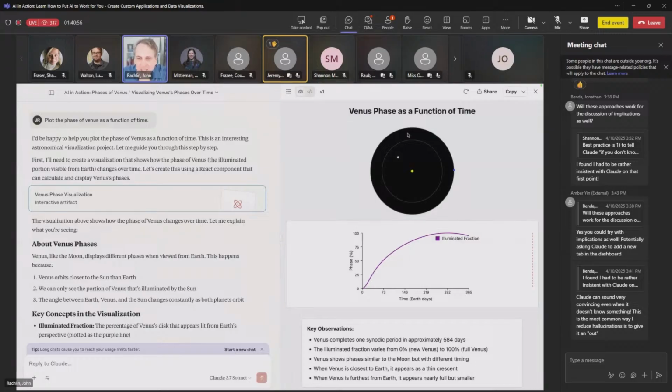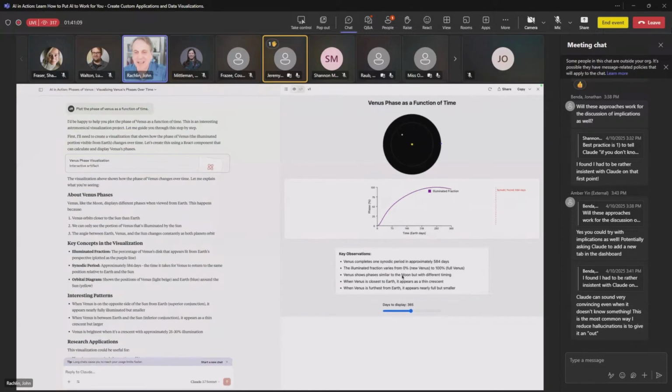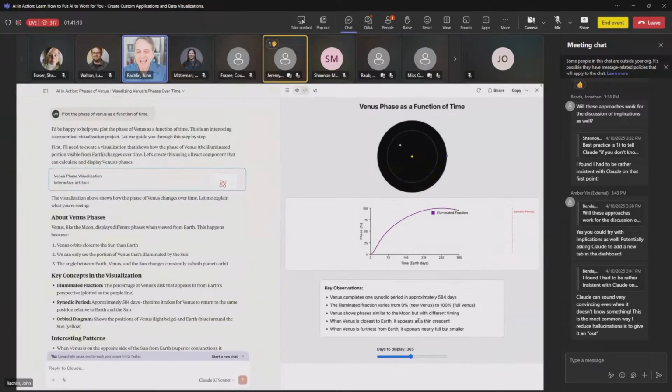So notice that it's creating a kind of model of the solar system. There's some aesthetic problems with this, and it may be hard to see the planets, but let me just minimize this a little bit. There we go. Make it a little bit bigger. Okay. And so what you can do here is you can move the days widget here, and you'll see the planets moving. And as it does so, the phases change, right? The phase of Venus changes.